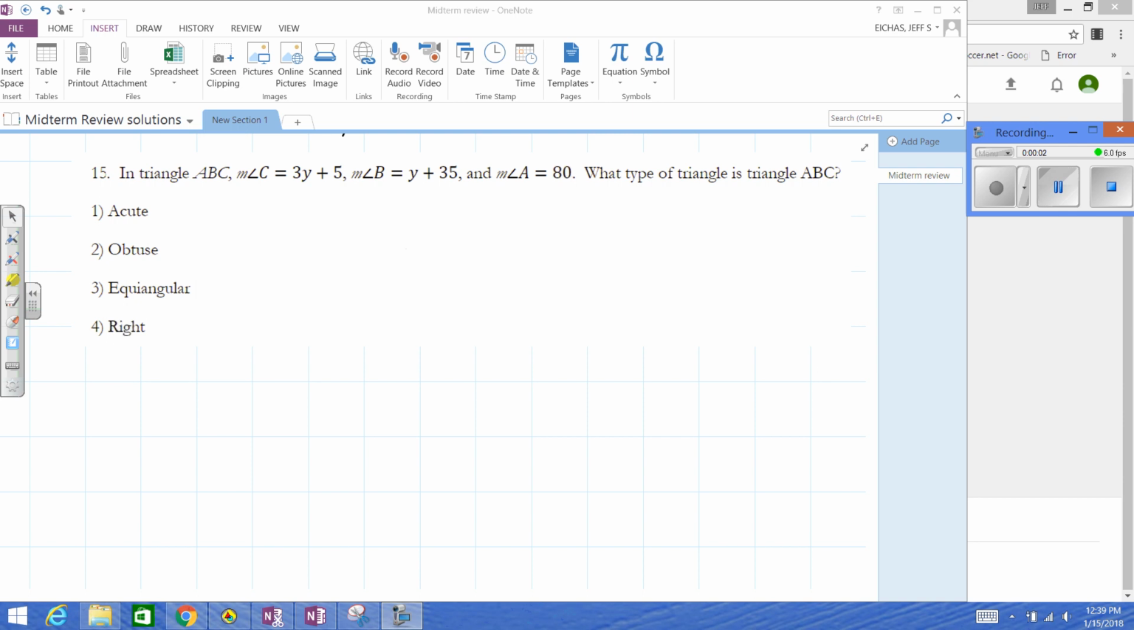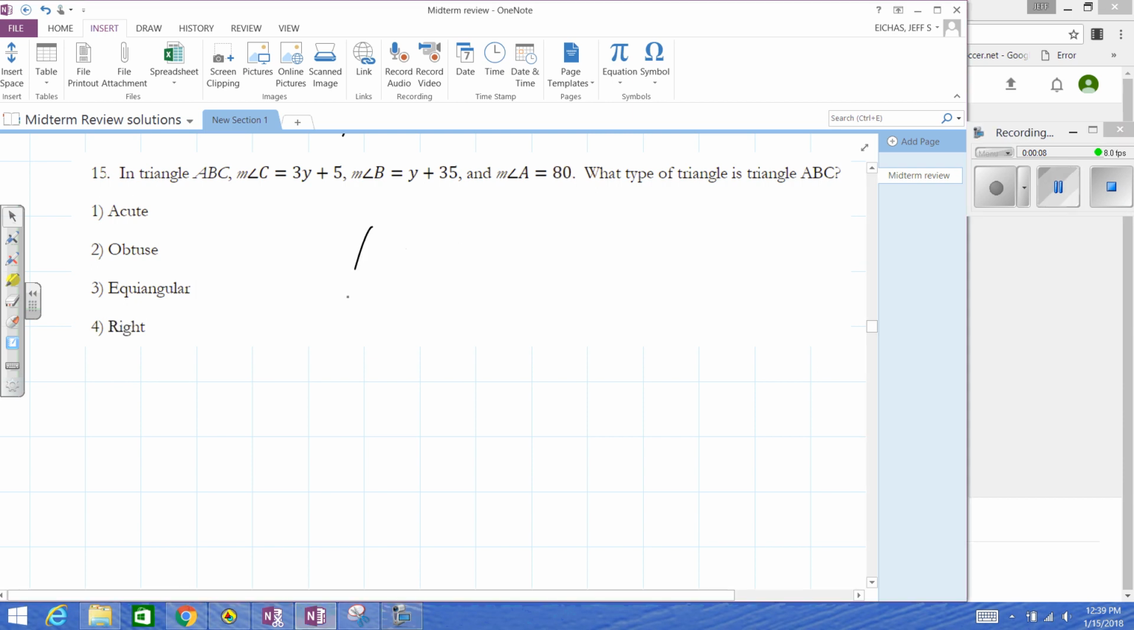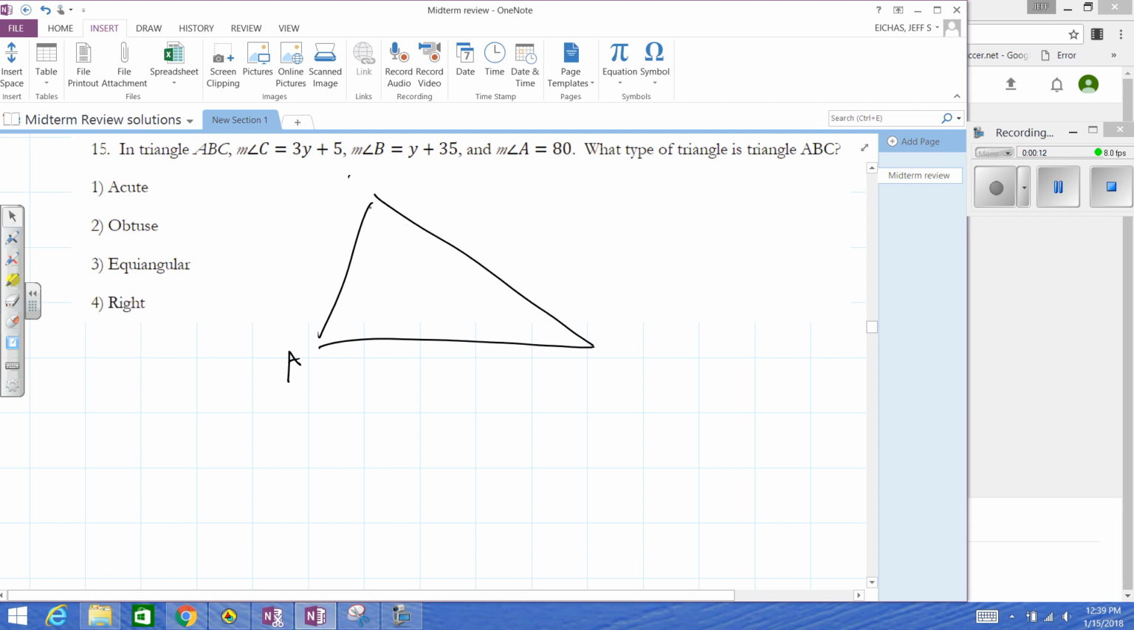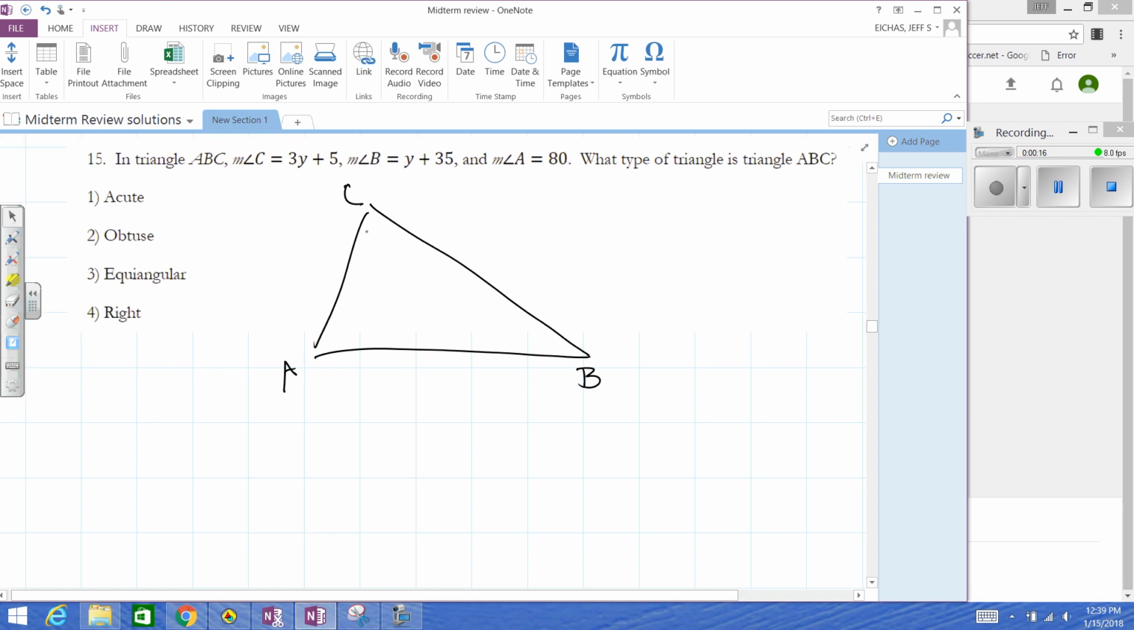So midterm review here, number 15. All right, they don't give us a triangle to look at, so we'll just draw one. Won't be to scale necessarily. Let's see, 3y plus 5, y plus 35, and 80. Okay. What type of triangle is it?